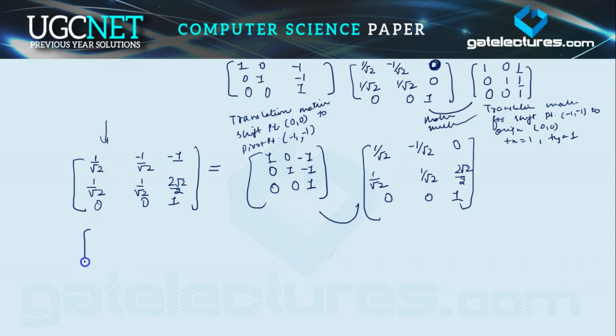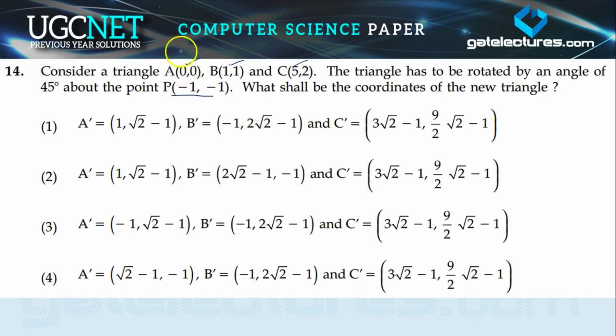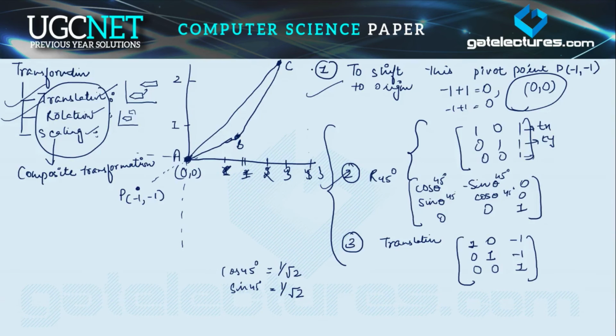Now this is the matrix, so I'm writing it again: 1 by root 2, 1 by root 2, 0, minus 1 by root 2, 1 by root 2, 0, and this is minus 1, 2 under root 2 by 2, and this is going to be 1. And the next matrix is the points of A, B and C. So the first row contains 0, 1, 5. The next one contains 0, 1 and 2.